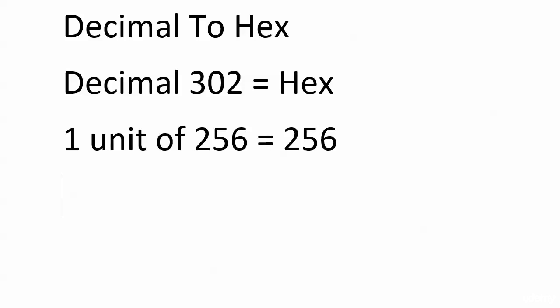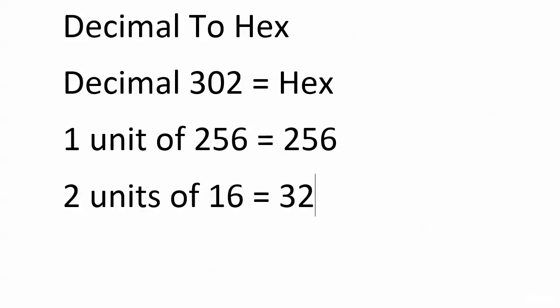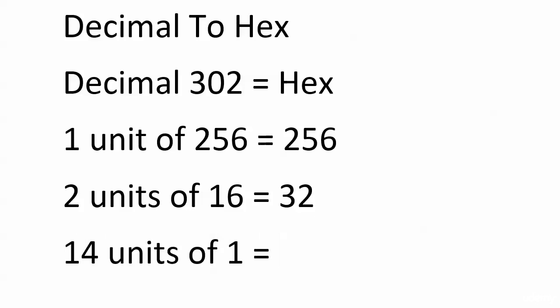So 302 minus 256 is 46. So now, how many units of 16 do I have in my remainder? I have 2 units, right? Because that equals 32. And so far, we are up to 288. And that leaves us 14. We have 14 units of 1, which equals what? E. You can do lowercase, uppercase, doesn't matter. You can even mix them up in the single hex character if that's your thing. It's not mine, but it might be yours.